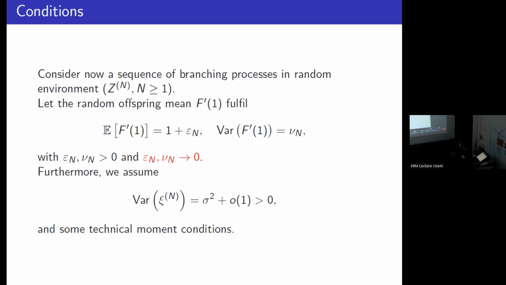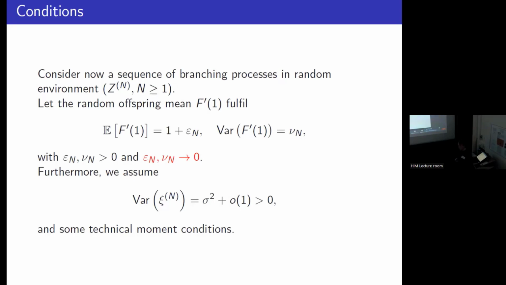And lastly, we also assume that the variance of the offspring, so the offspring distribution is also now indexed by n, is not fluctuating strongly. So we assume that there's some sigma squared, which is the general offspring variance, which is also converging to something nice. And there are some more moment conditions which are not really insightful.